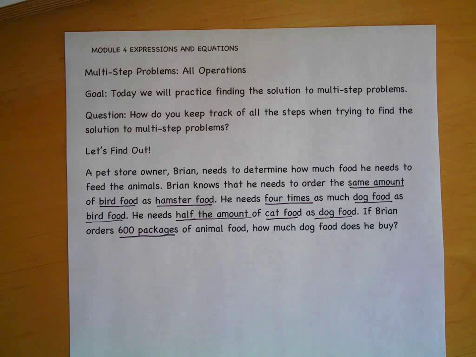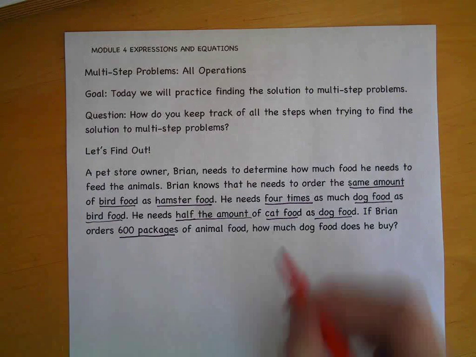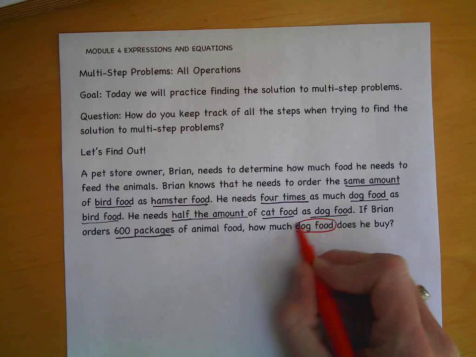Okay, so we underlined some quantities, and now for the third read, we're looking for what we're supposed to do. A pet store owner, Brian, needs to determine how much food he needs to feed the animals. Brian knows that he needs to order the same amount of bird food as hamster food. He needs 4 times as much dog food as bird food. He needs half of the amount of cat food as dog food. If Brian orders 600 packages of animal food, how much dog food does he need to buy? So we're looking for dog food.